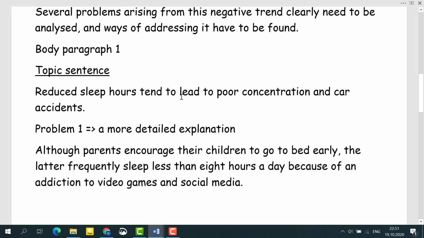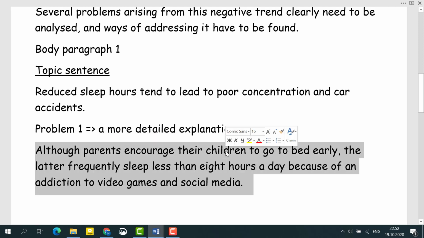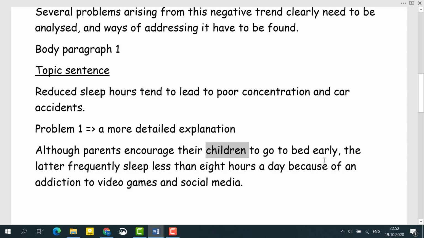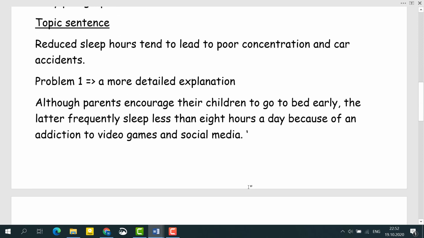Now, once again, here I explained the first reason, poor concentration, and here I'm trying to explain it in detail. I say that although parents, I'm using a complex sentence, although parents encourage their children to go to bed early, the latter means we're talking about parents, number 1, children, number 2. So in this case, number 2 means the latter. So we're referring back to children. So the latter frequently sleep less than 8 hours a day. Okay. Why? The examiner wants to know why. Because of an addiction to video games and social media. Okay. So it's very important to explain why. All right. Let's move on.